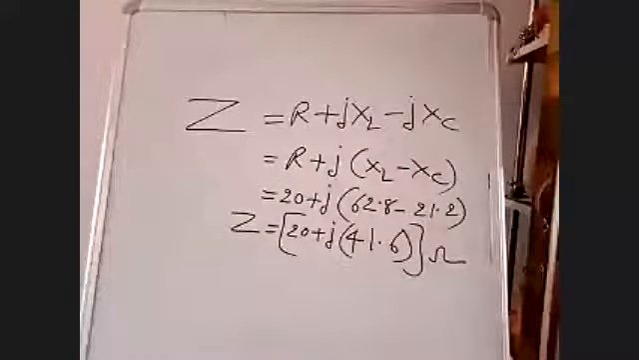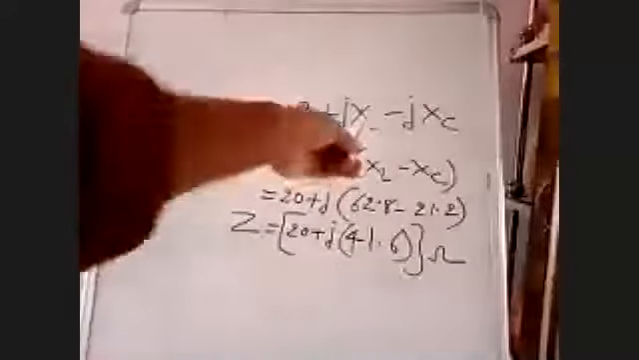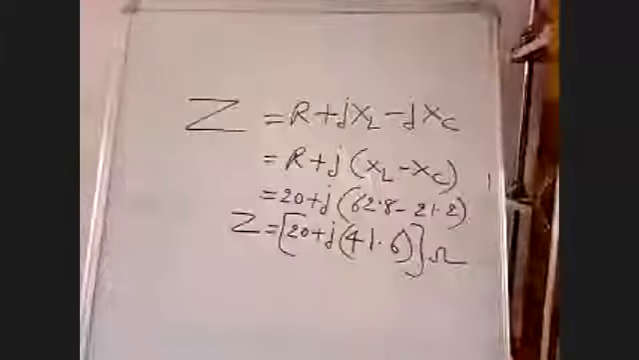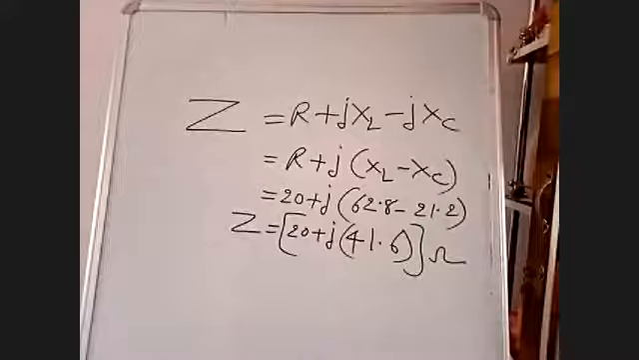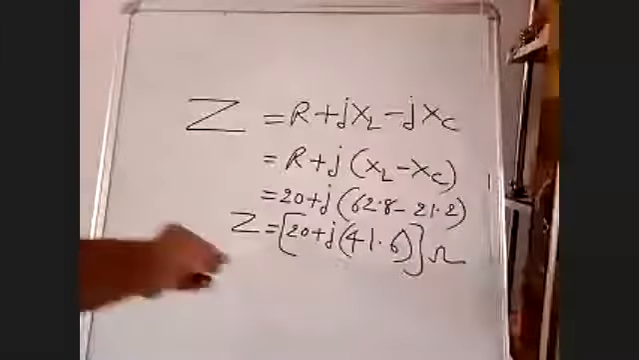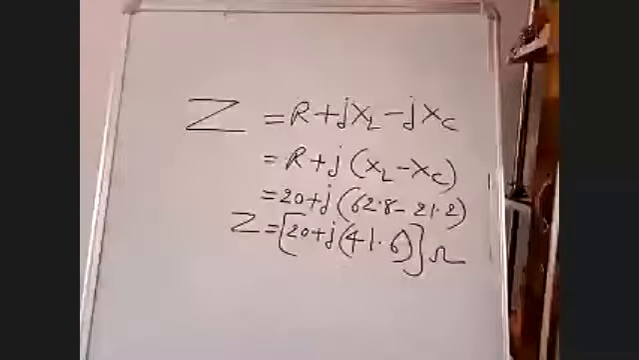Because the unit of R is ohm, the unit of XL is ohms, and the unit of XC is also ohms. R, XL and XC all are in ohms. We should not take L and C here. We have to take XL and XC while determining. And the unit of impedance is also ohms.